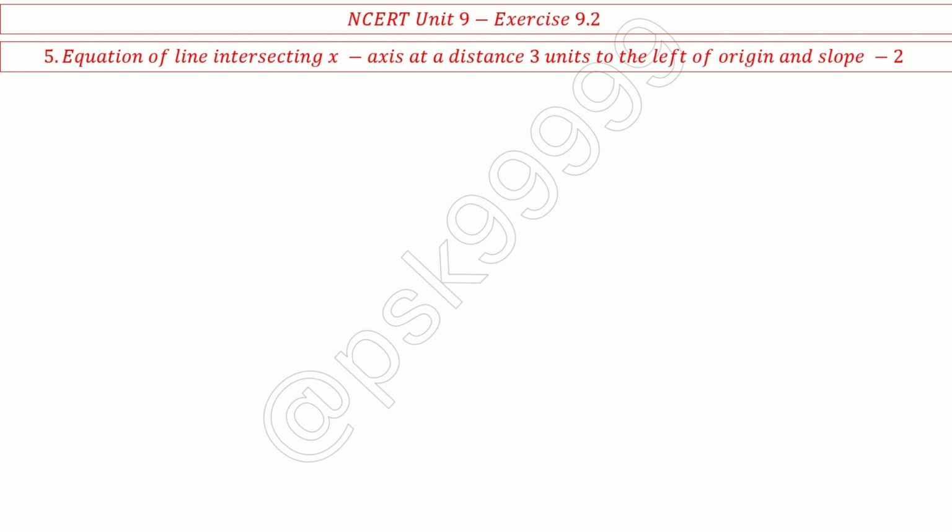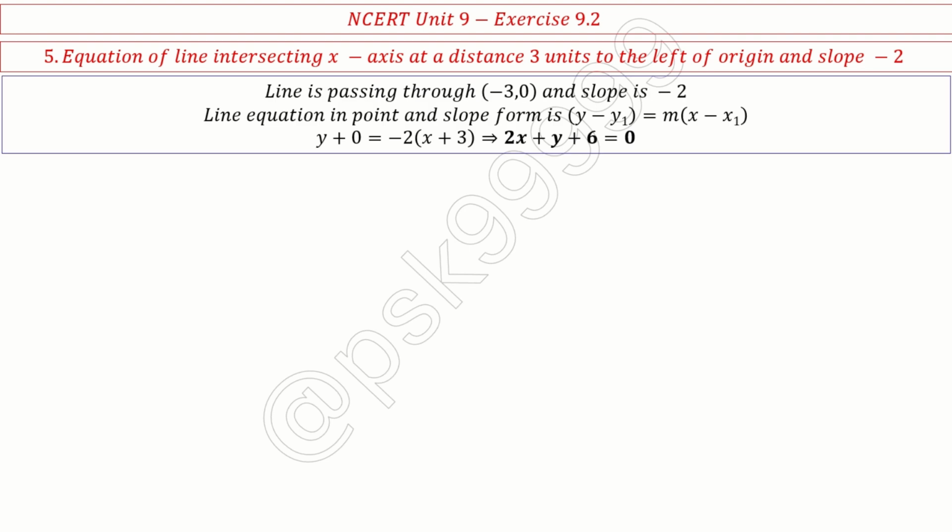Equation of a line intersecting the x-axis at a distance 3 units to the left of the origin, and the slope is minus 2. So m equal to minus 2. And what is the x-intercept? The x-intercept is minus 3 because it's on the left side. So minus 3 comma 0 is the point it is going through. So you have a point and a slope. Use the point slope formula again, with the point minus 3 comma 0 and slope minus 2.